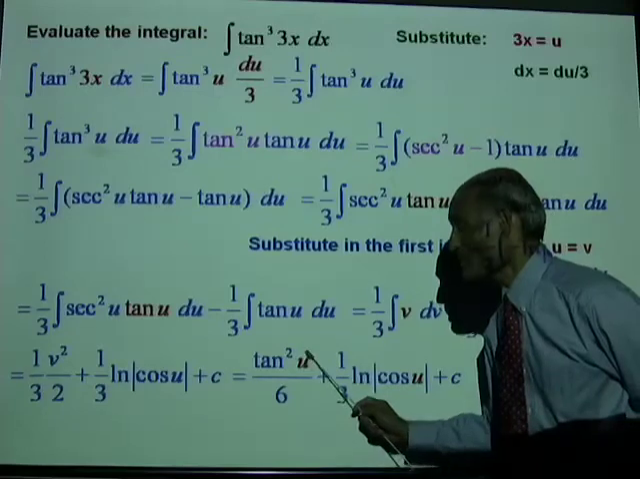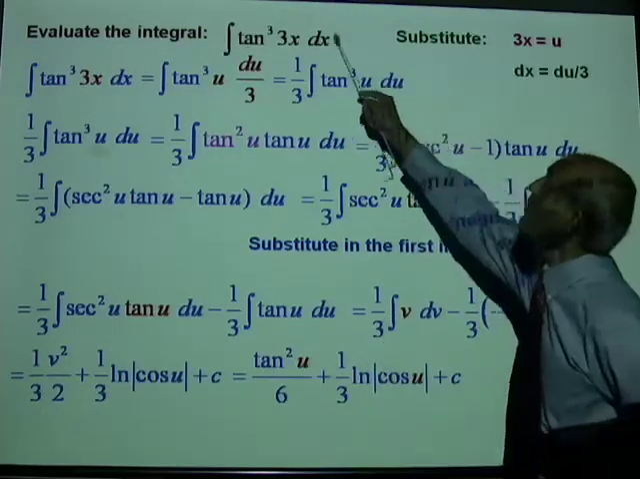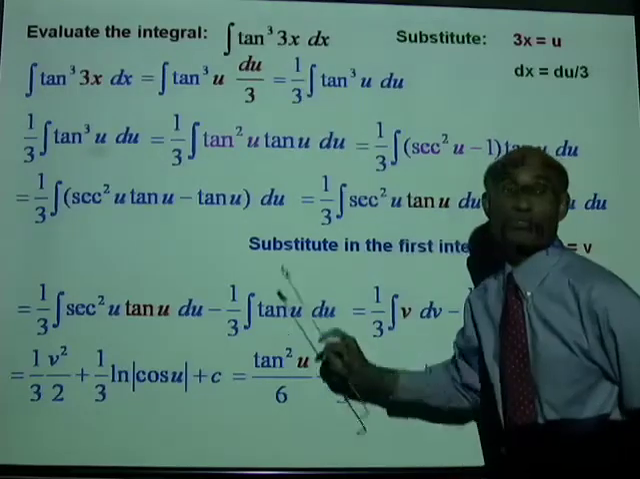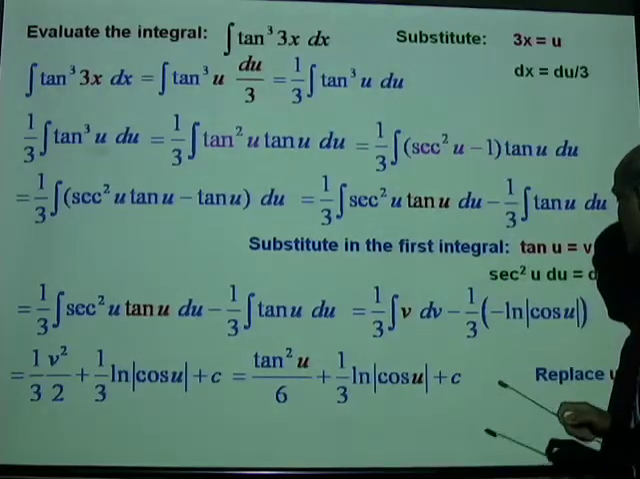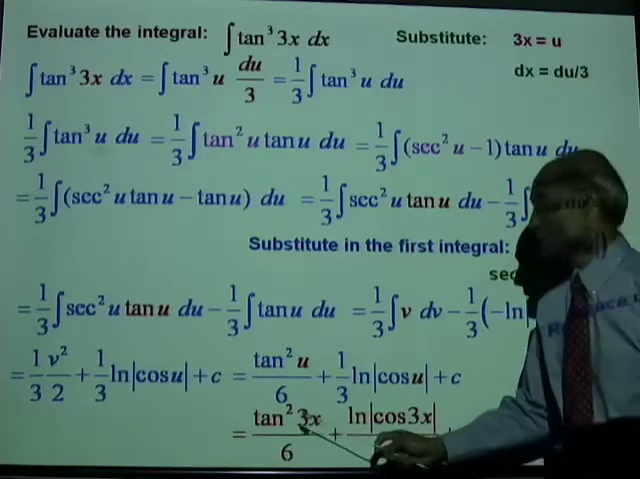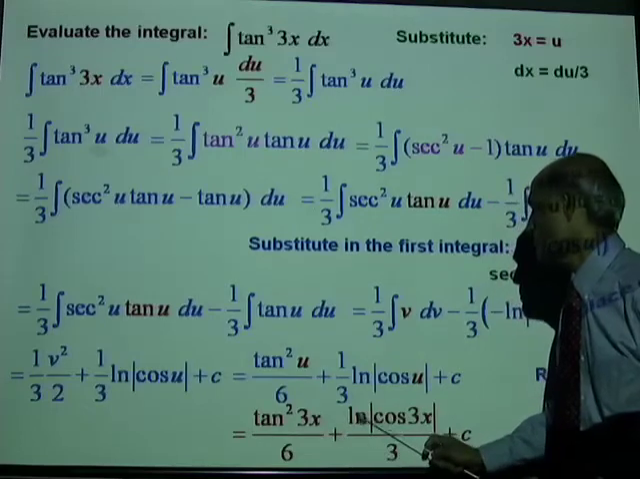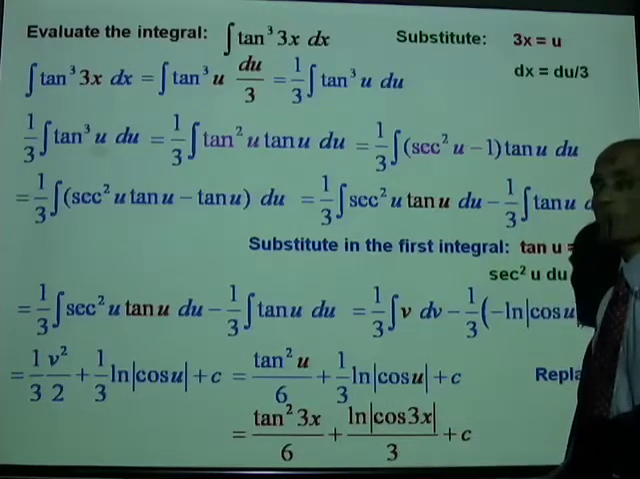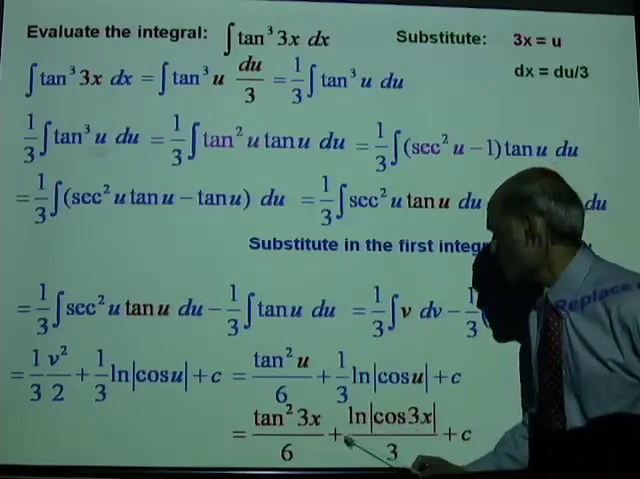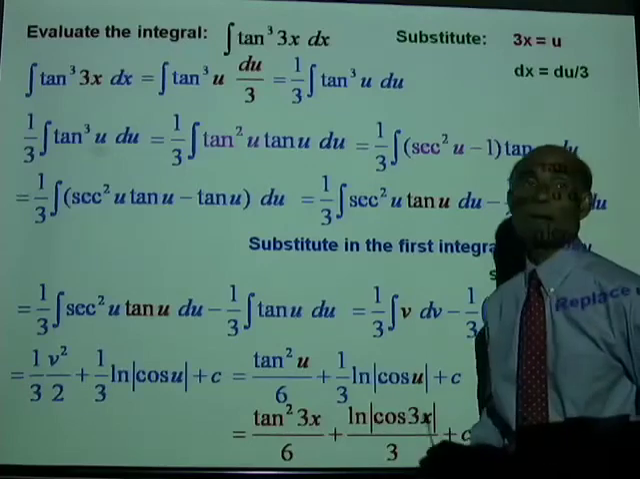But what is this u? We started in the beginning calling 3x equal to u, so you need to replace that u again to get our final result. So replacing u, the answer will be tan squared 3x over 6 plus ln cos of 3x divided by 3. That is 1/3. This 1/3 is put in there. So that's the final result.